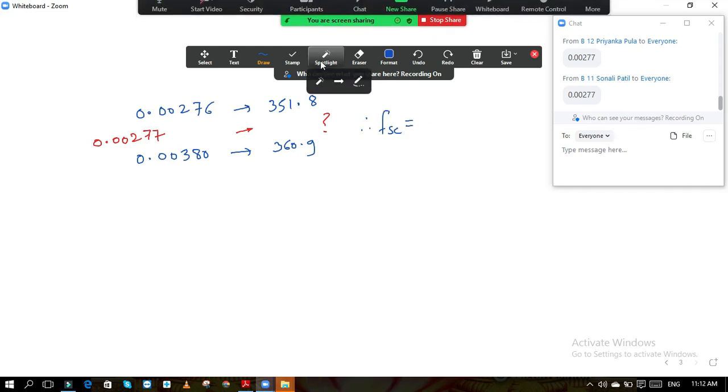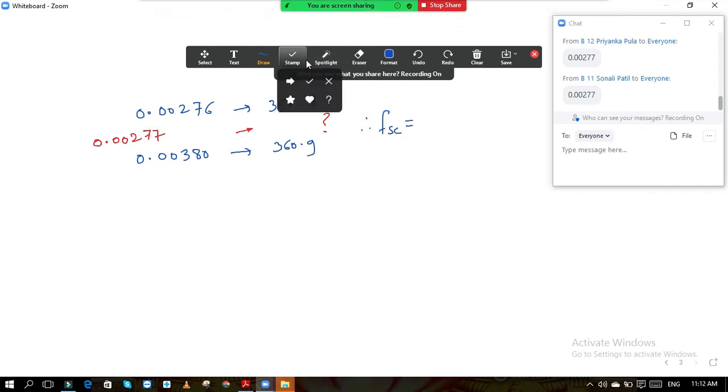Why are you taking so much time? Do it fast, sir. This is also an unsolved problem. I don't know the answer, so we need to check the answers. Okay, correct. 351.88 Newton per mm square. So this is the value of FSC.